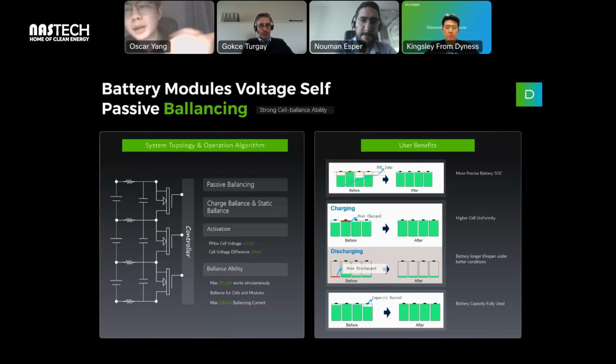So it will be a very practical function for daily use, because for a battery pack, the most dangerous situation is overcharge and over discharge. These two kinds of situations will cause heat abuse and also physical abuse of a battery.